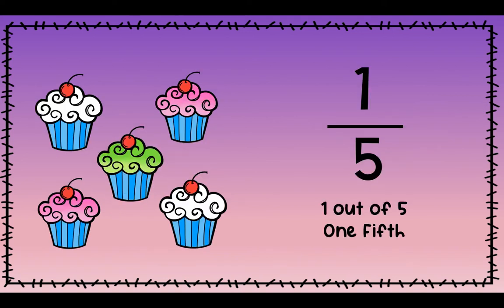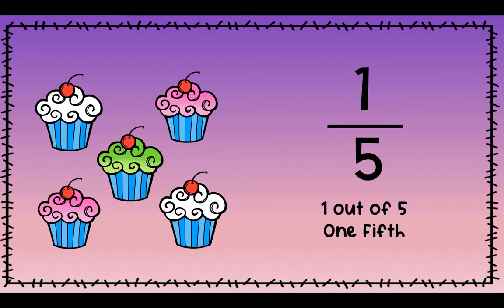Like this one, a set of cupcakes. If I wanted to know how many cupcakes were green, there would be 1 green cupcake out of 5 cupcakes altogether. The part is the 1 and the whole is all of them. My numerator is the item that I have, and the denominator is the entire set. I can also say this fraction as 1 out of 5, or 1/5.